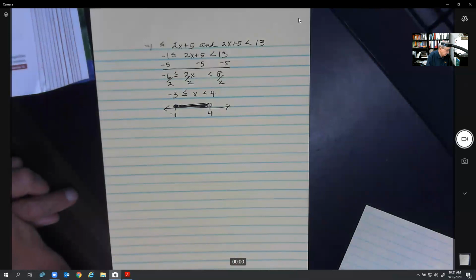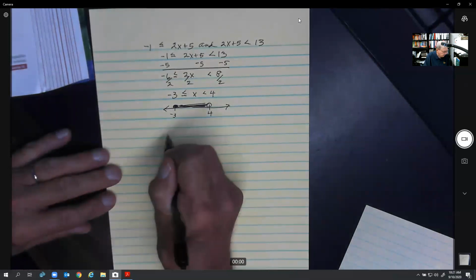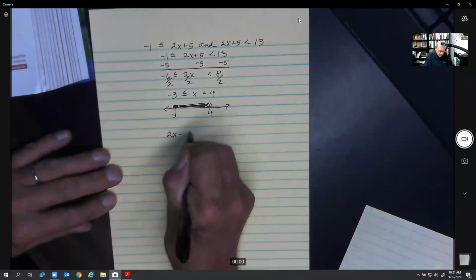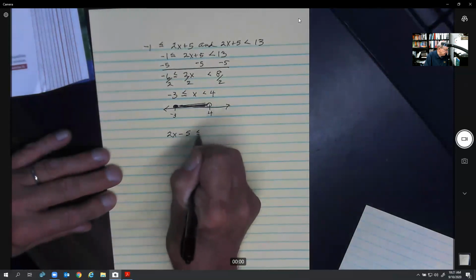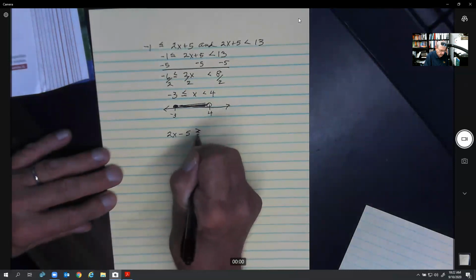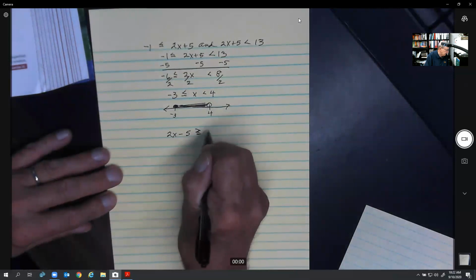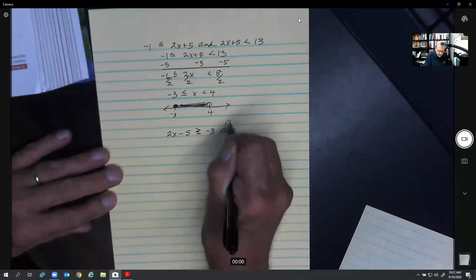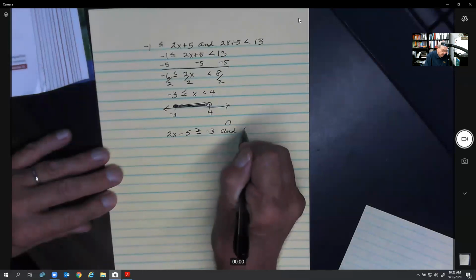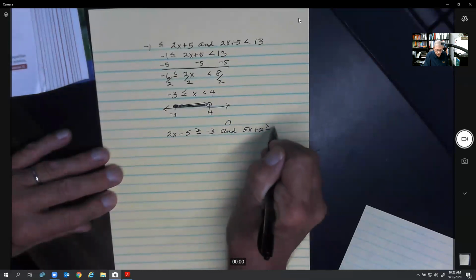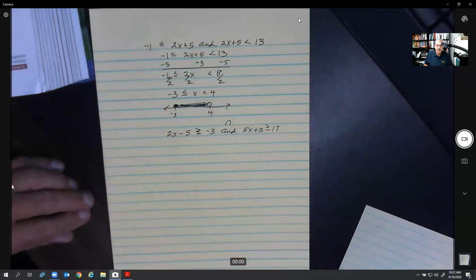Okay? Well, you're saying, well, what if they're not the same? Well, let's try another one. How about 2x minus 5 is greater than or equal to negative 3. And, see, that's an intersection right away. 5x plus 2 is greater than or equal to 17.